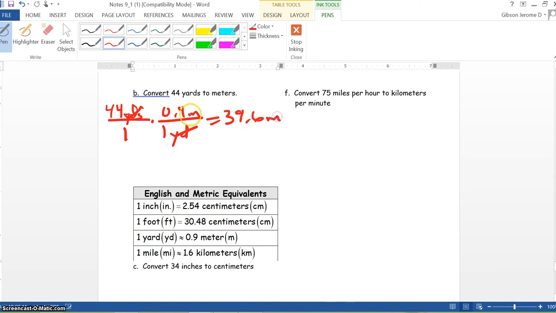And that would be meters, because we know that this will be over 1, so this will be the final answer. Now we have to convert 75 miles per hour to kilometers per hour. So now, this really means 75 miles per 1 hour. Now let's change these miles to kilometers.